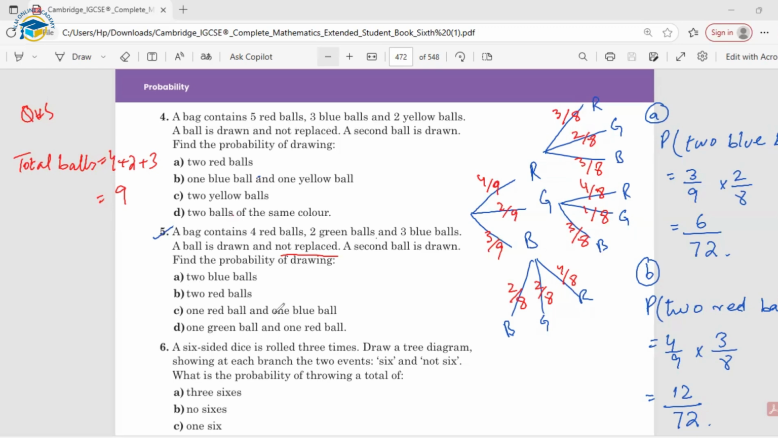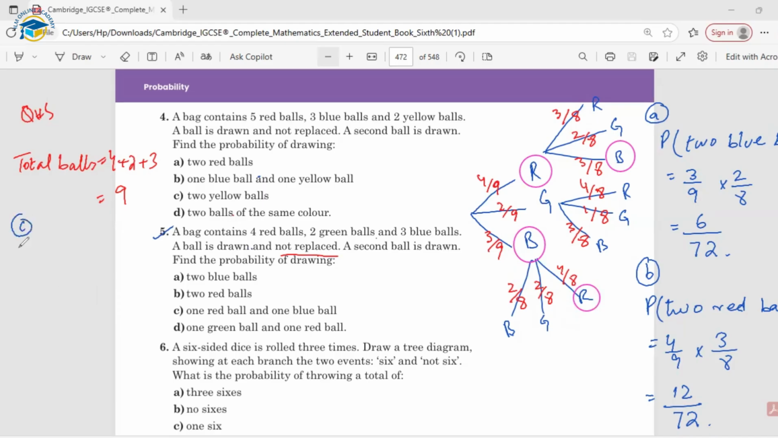Next, C is 1 red and 1 blue ball. Here they're not specifying which order we need to take. So whatsoever the orders you are getting, you need to take them all, okay? 1 red, 1 blue. Red, blue. Blue, red. 2 different possibilities we have over here. Accordingly, we will work.